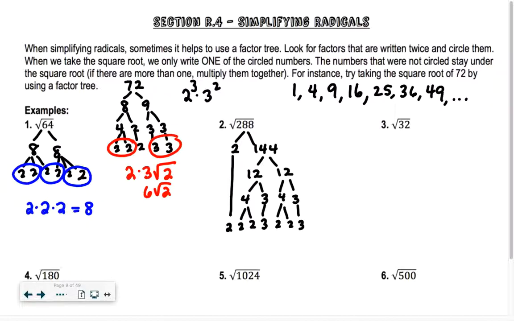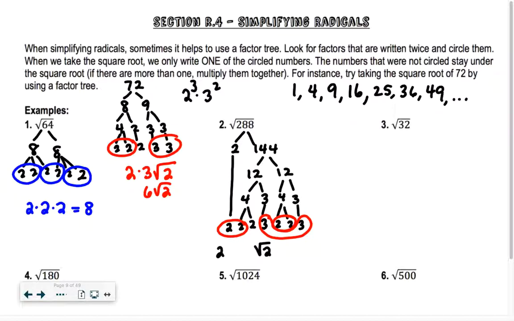So we're looking for pairs of items. We have 2 2's, we have 2 3's. Do we have anything else? Another pair of 2's, right? So everything has a pair except for what number? 2. So that 2 is left on the inside of the square root.